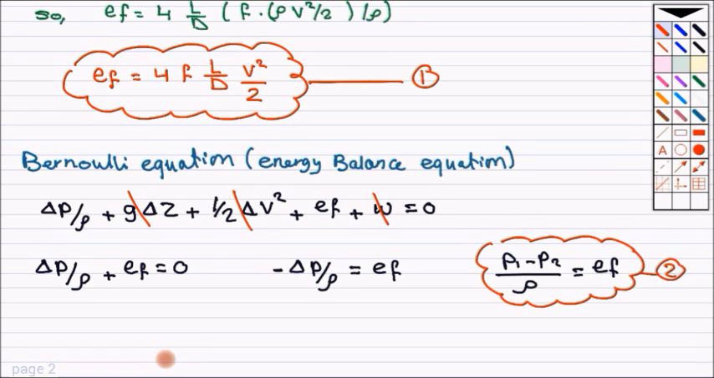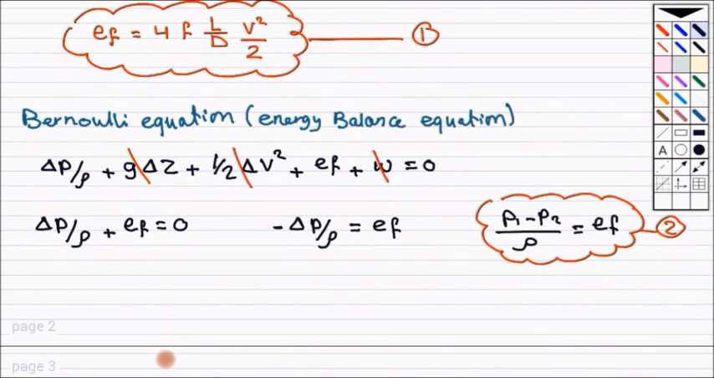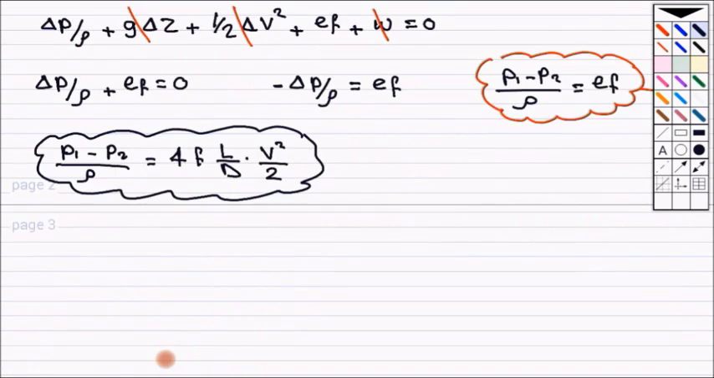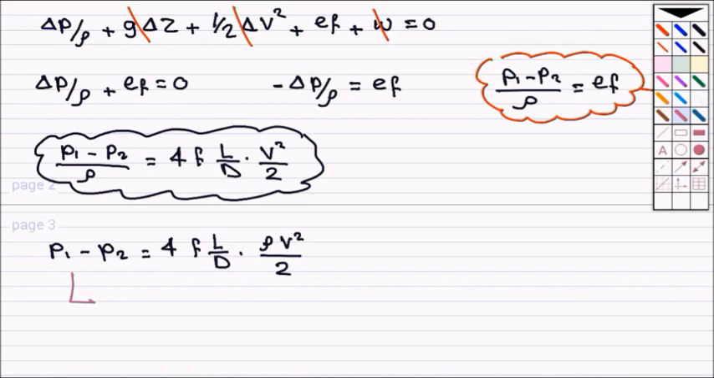And this is equation number 2. From equations 1 and 2, we can write (P1 minus P2) by rho equal to 4FL by D times V squared by 2. So this is the equation we will use. So P1 minus P2 will equal 4FL by D times rho V squared by 2. Here, P1 minus P2 is the pressure drop due to the friction.